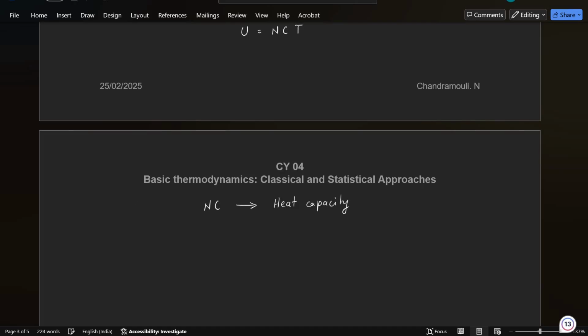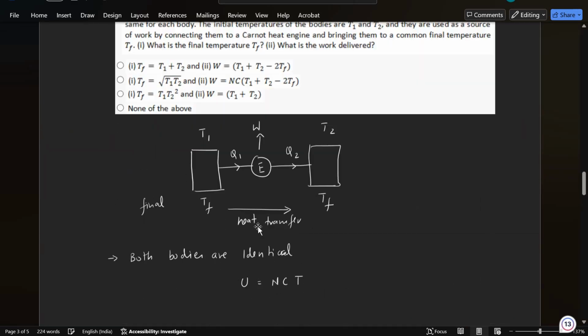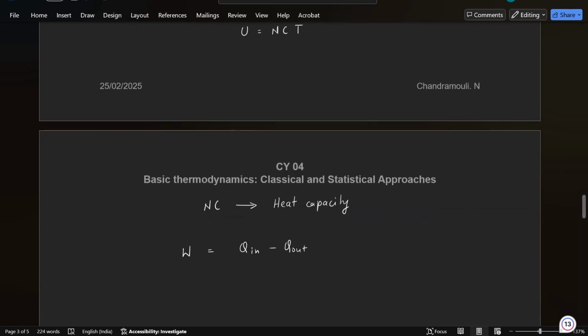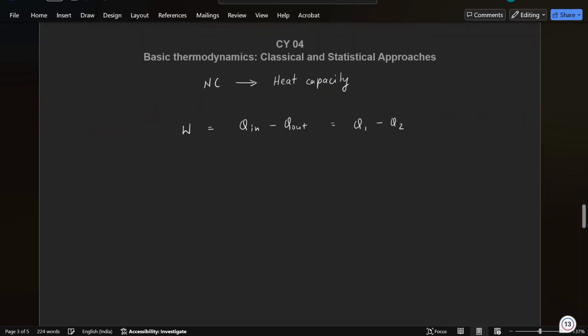So they're going to be the same. Now, how can we write the work done? So work done is equal to what? Q in minus Q out, right? So what have we written? Q in and Q1 and Q2. Q1 minus Q2. So now how will you get Q1?